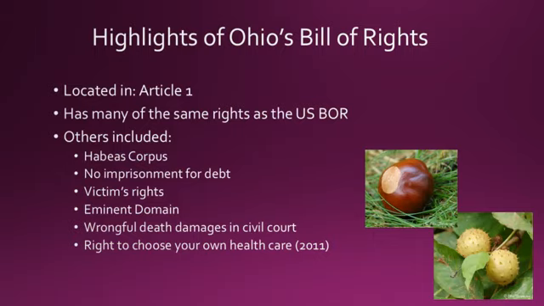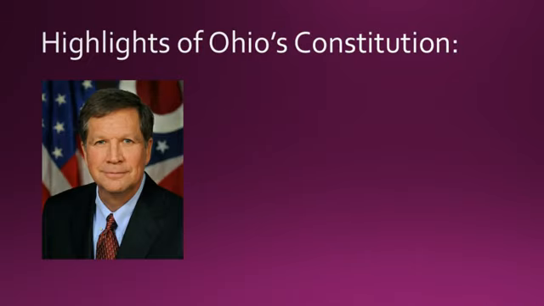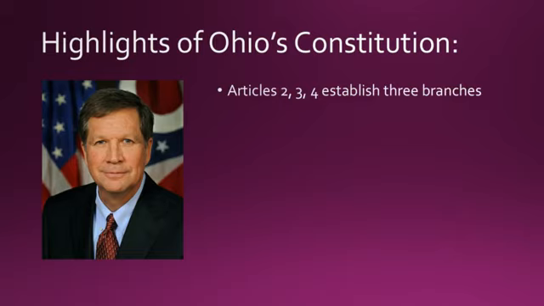Okay, some other highlights from the Ohio Constitution. Here is a picture of John Kasich. He is the current governor of Ohio, although that is going to change in just a few short months. Mike DeWine is going to take over in January because he just won election a few weeks ago as of the recording of this video. So if you're watching this after January 2019, Mike DeWine is the governor of Ohio. Articles 2, 3, and 4 establish the 3 different branches in Ohio: the executive branch, the legislative branch, and the judicial branch.